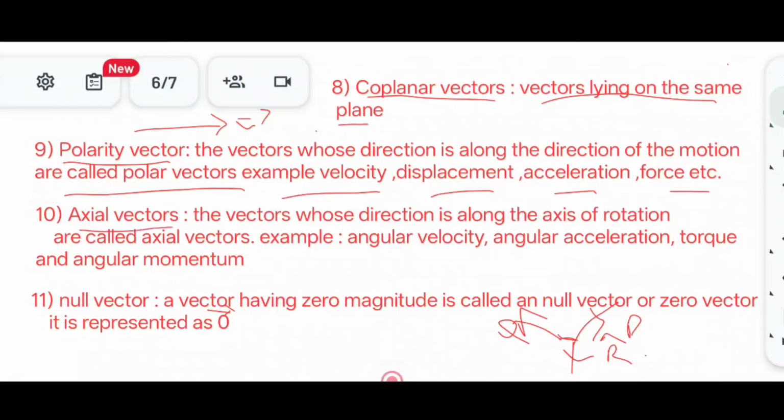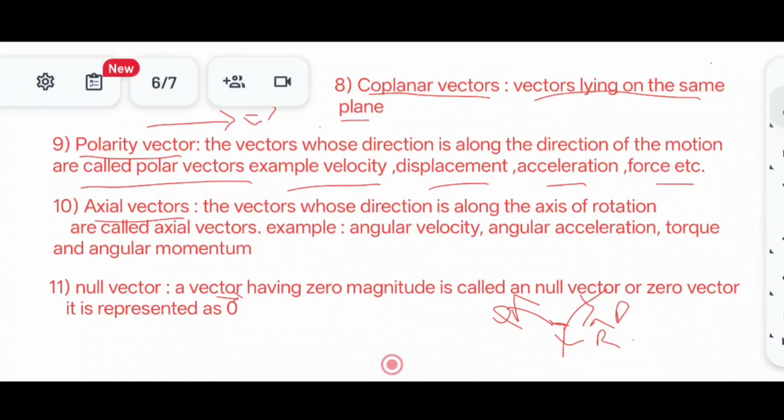Then axial vectors, the vectors whose direction is along the axis of rotation. Those are the quantities which come under circular motion, that is angular velocity, angular acceleration, torque, and angular momentum. Such are known as the axial vectors. Null vector. A vector having zero magnitude is called a null vector or zero vector.